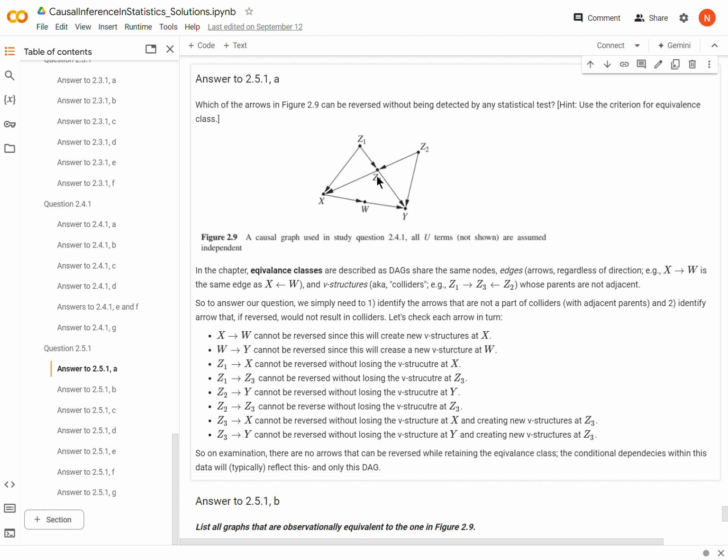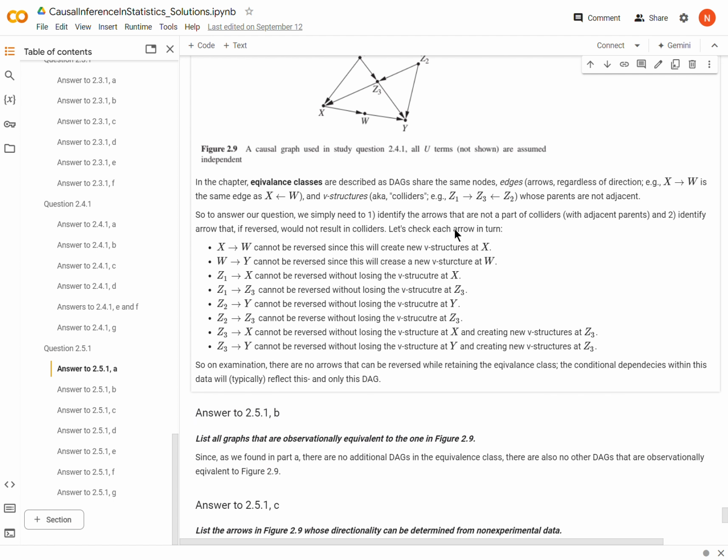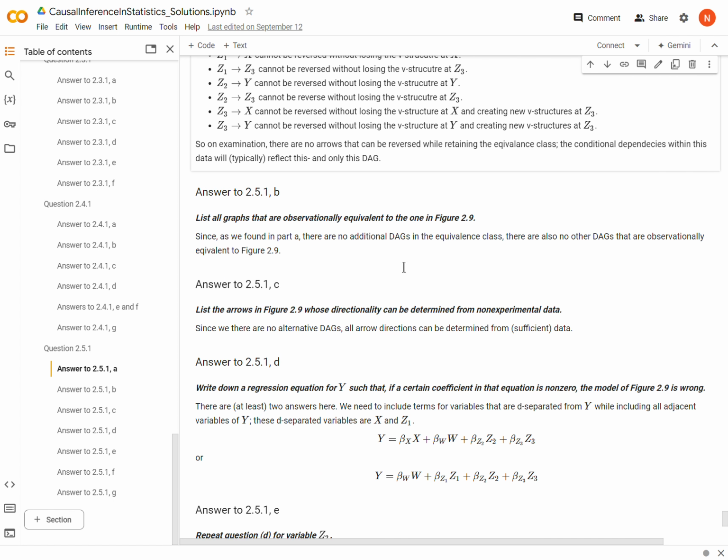So zooming out a little bit, that means that the equivalence class of this DAG is just this DAG. This is the only DAG within this equivalence class. And so that means that, in principle, the direction of every arrow here could be detected with some kind of statistical test. All right, so let's go on to B here.